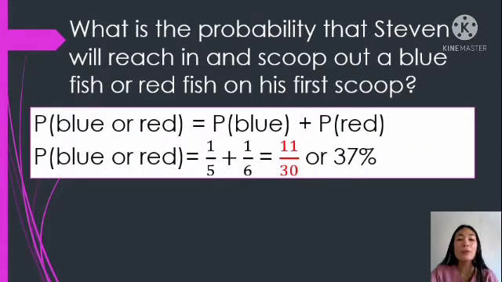Using this formula, probability of blue or red equals the probability of blue plus probability of red. Then substitute the probability of blue, 1/5. The probability of the red event is 1/6. Add 1/5 plus 1/6 equals 11 over 30, or a 37% chance of scooping a red fish or a blue fish inside the aquarium. Okay, yes, that's correct. Let's proceed.